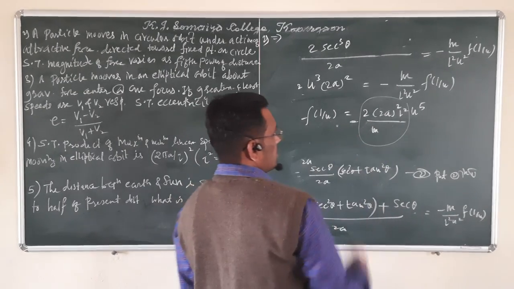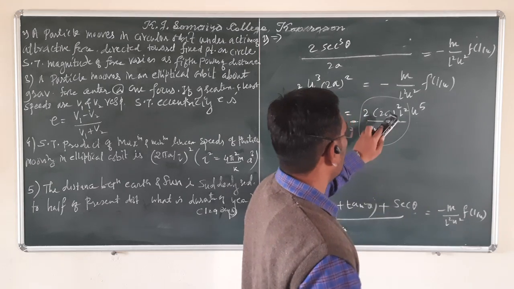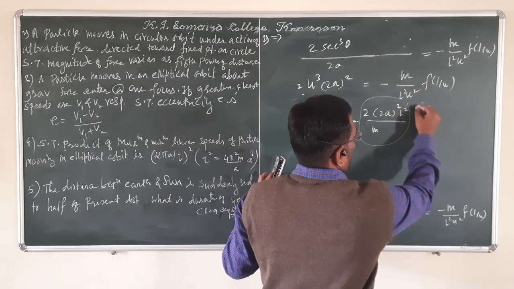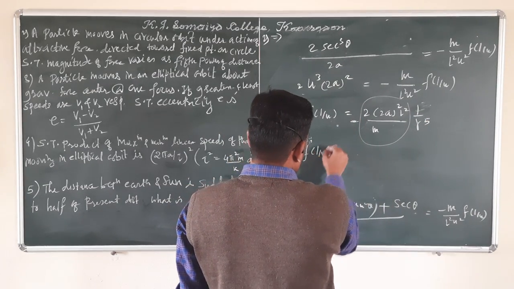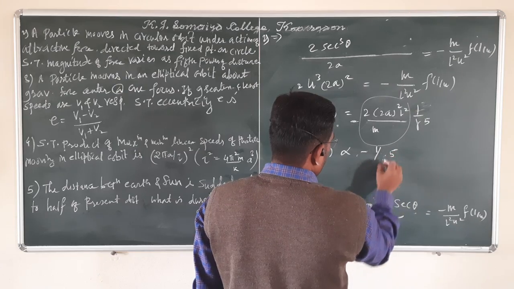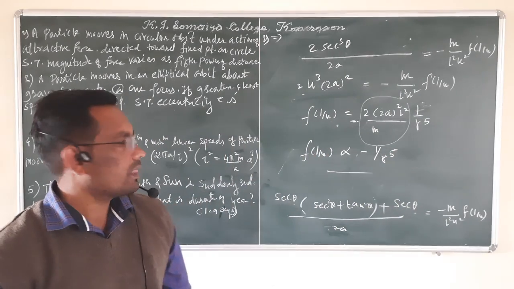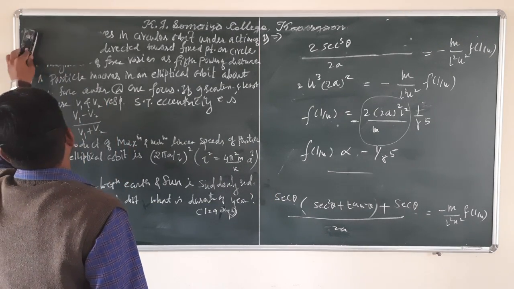So negative sign means force is attractive, and if you put value of u as 1 over r, that is nothing but 1 upon r raised to 5. So we can say f of 1 over u is proportional to minus 1 over r raised to 5. So force is reciprocal of the fifth power of the distance. So in this way we have solved problem number 2.